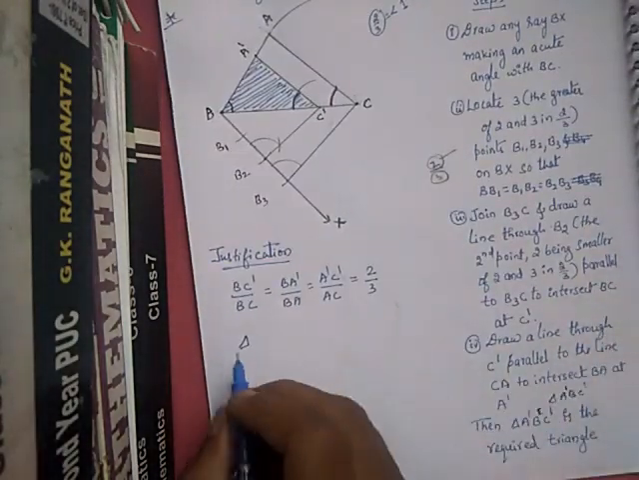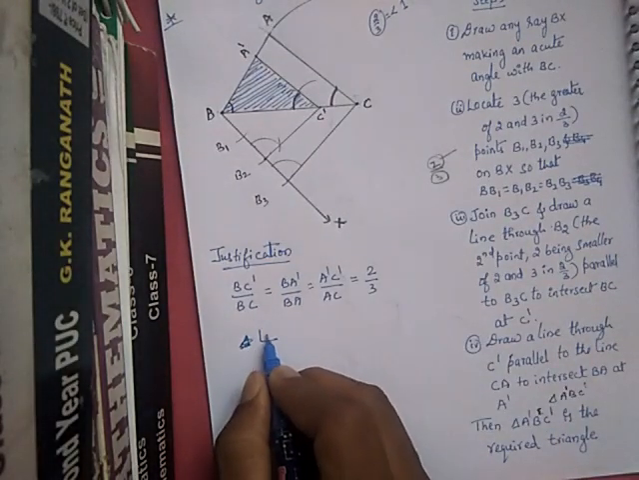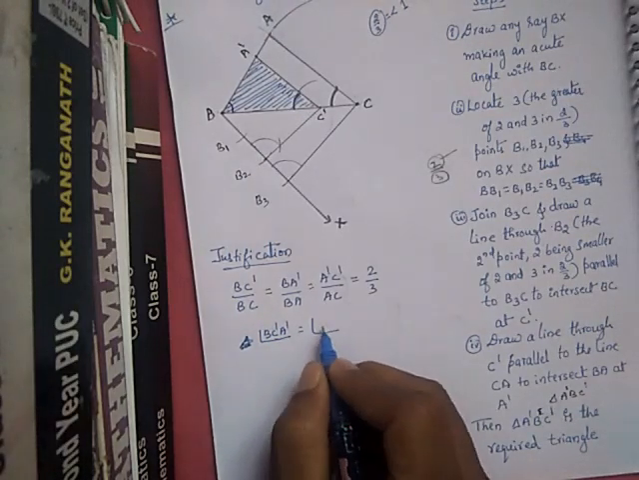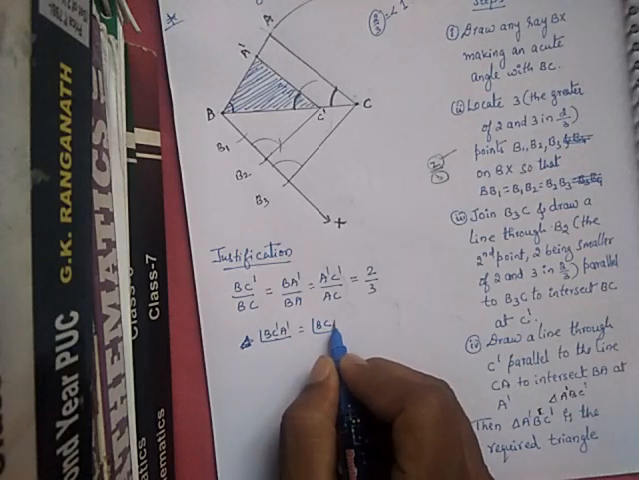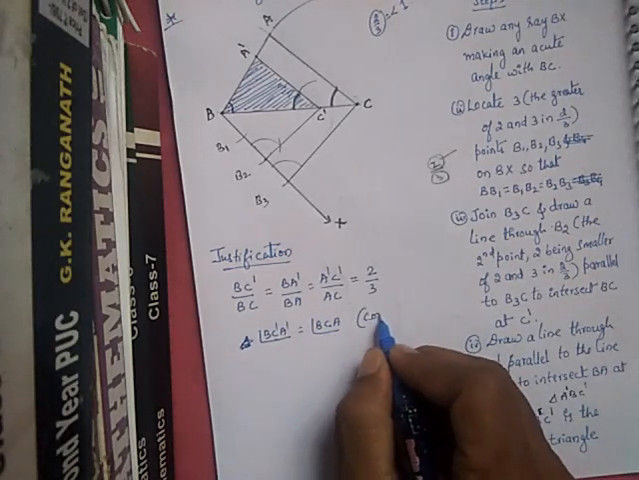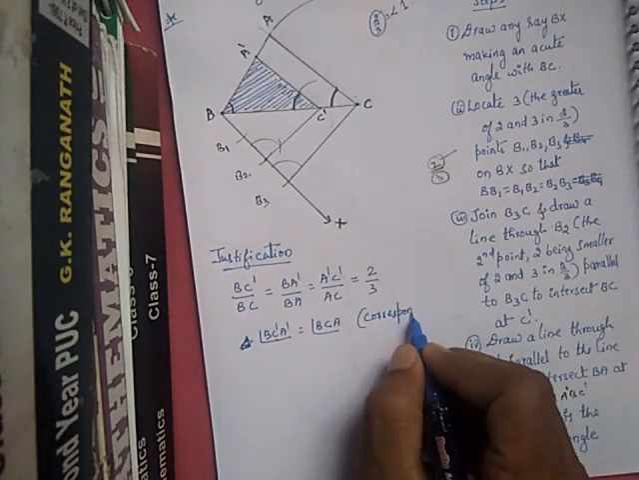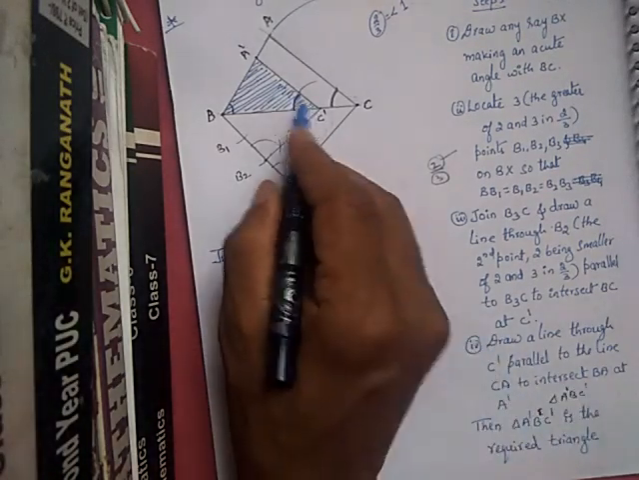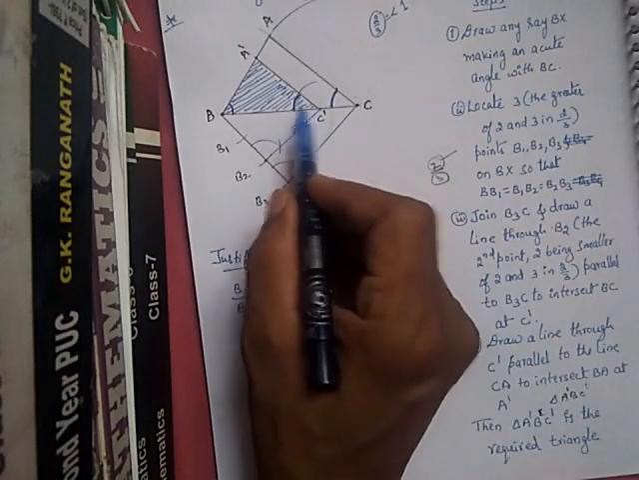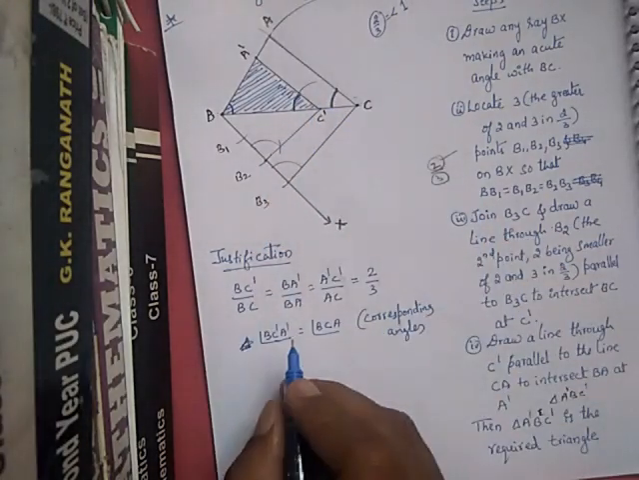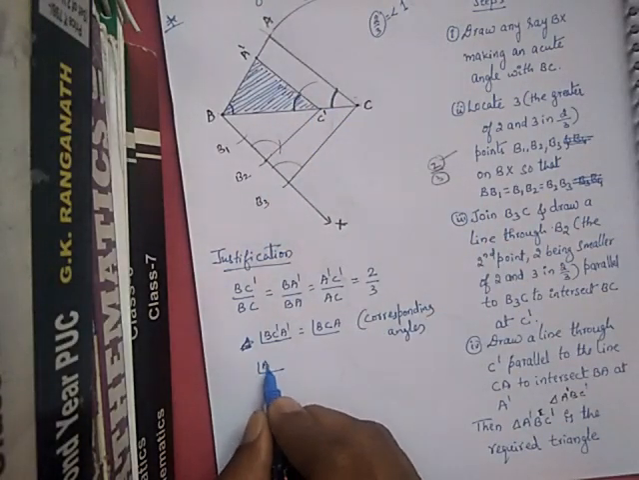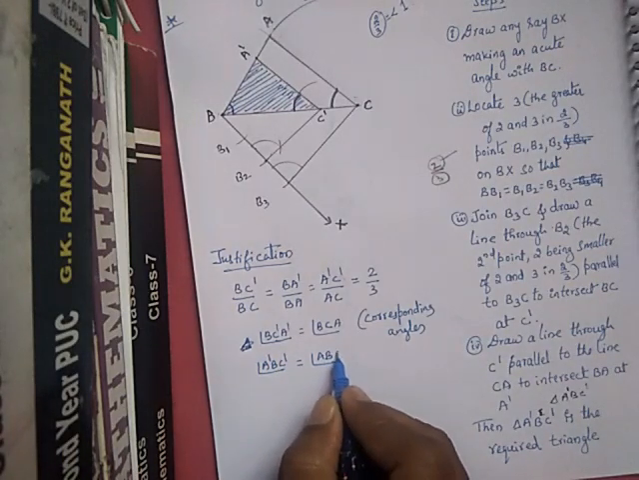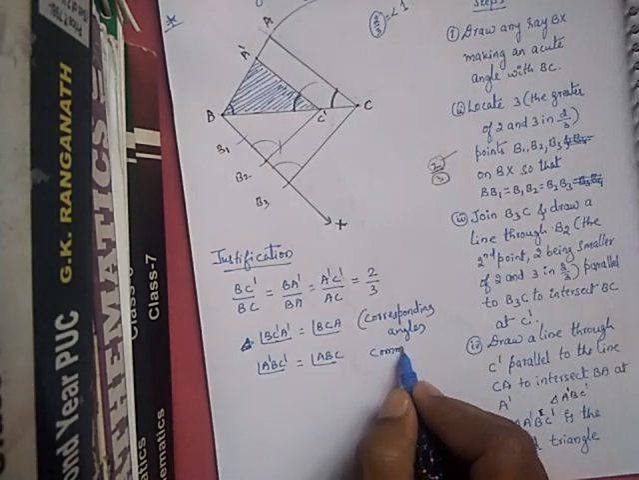So you can say here, first, before writing this one, angle BC dash A dash is equal to angle BCA, because they are corresponding angles. You can write corresponding angles because these two lines are parallel and this is the transversal, so these two are corresponding. Now you can say that angle A dash B C dash is equal to angle ABC, because it is a common angle.